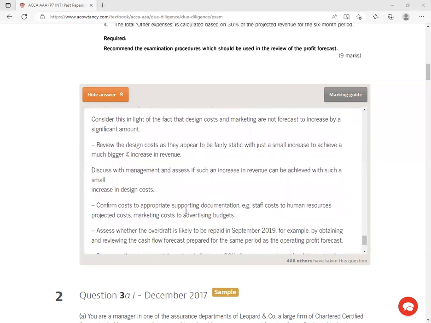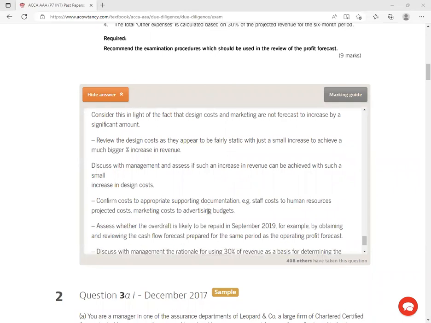Confirm costs to appropriate supporting documentation. So ask for vouchers. Ask in these cases, ladies and gentlemen, especially for the historical ones, whether we have the payroll. Trace them even to the bank statements, because remember, forecasts are normally prepared from historical figures. You take the historical figures. So look for supporting documentation.